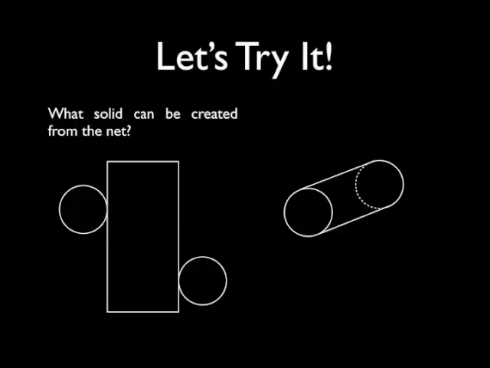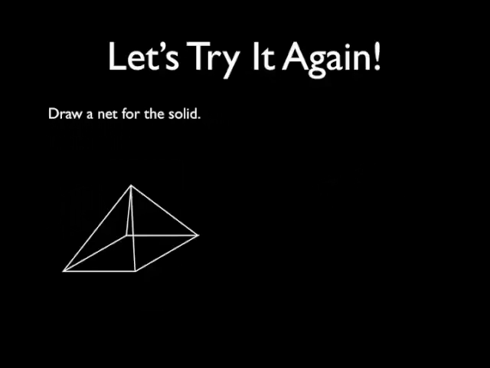Once again, I encourage you, if you're having a hard time imagining this, draw this figure on a piece of paper and cut it out. Try folding it up to see if it actually does create this net. This time, let's draw the net from the solid. I usually like to start from the front or the bottom.